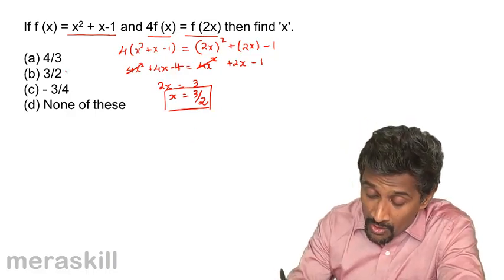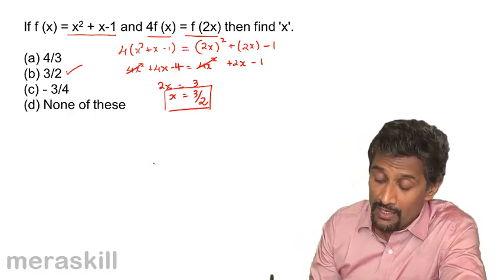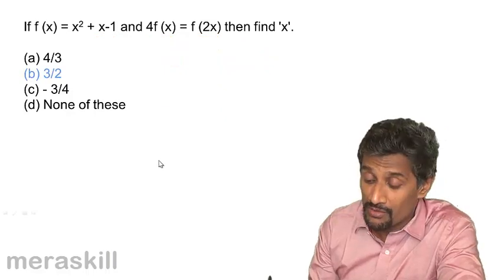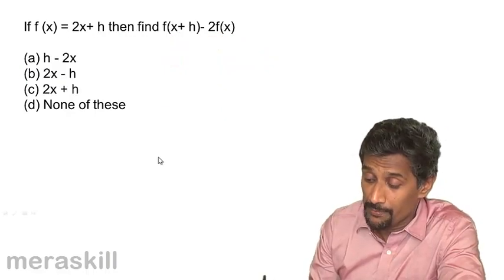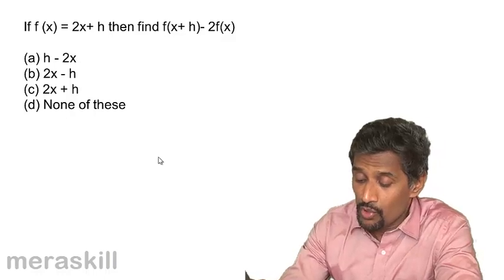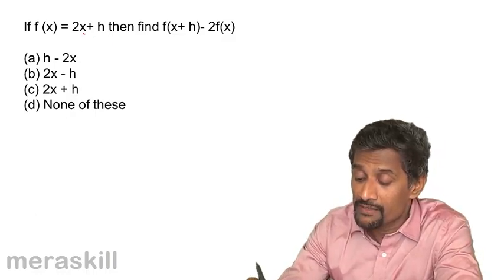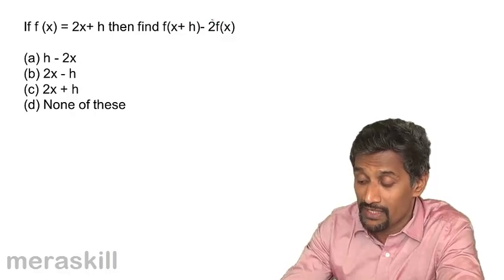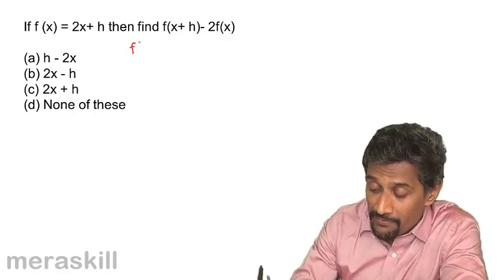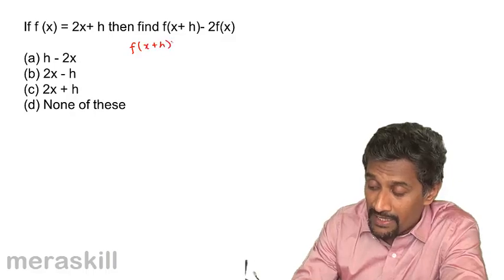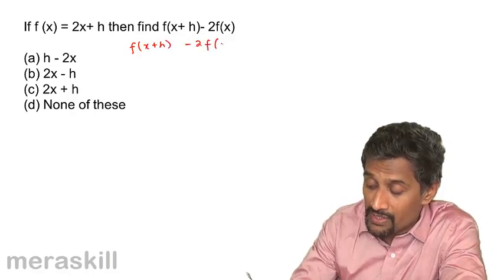So it's going to be option number B, and yes, it is option number B. Okay. Now furthermore, we have f of x is 2x plus h. Find f of x plus h minus 2 times f of x.